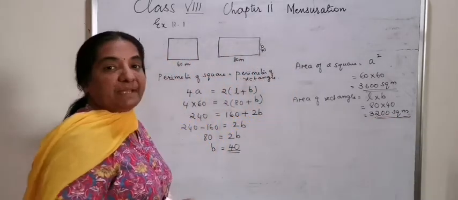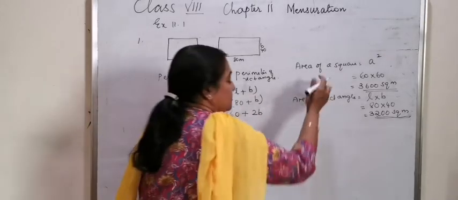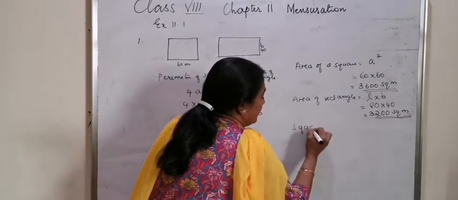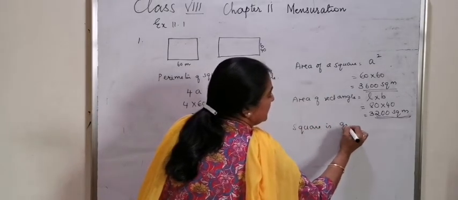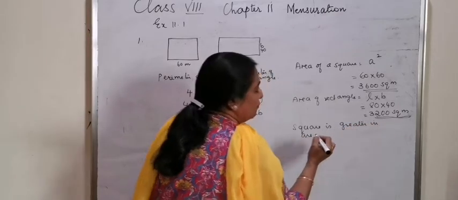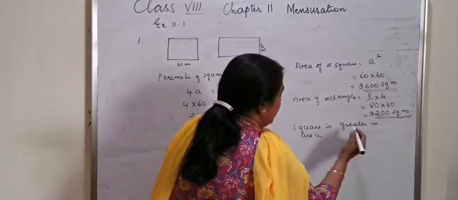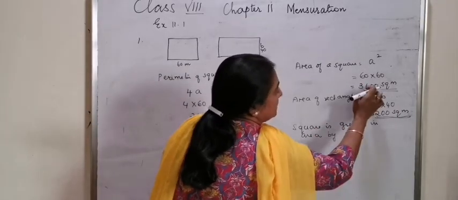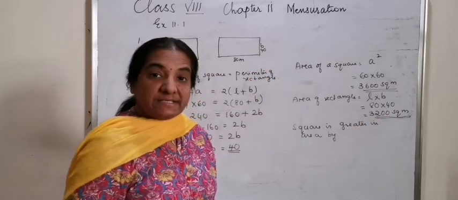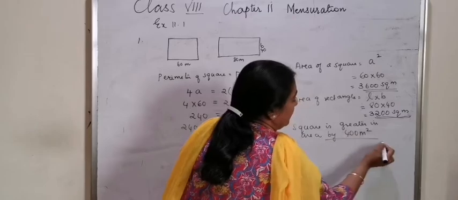And now to compare the area, which figure has a greater area? A square is greater in area. If you want to see as to how much it is greater, you can calculate: the square is greater in area by 3600 minus 3200, that is 400 meter square.